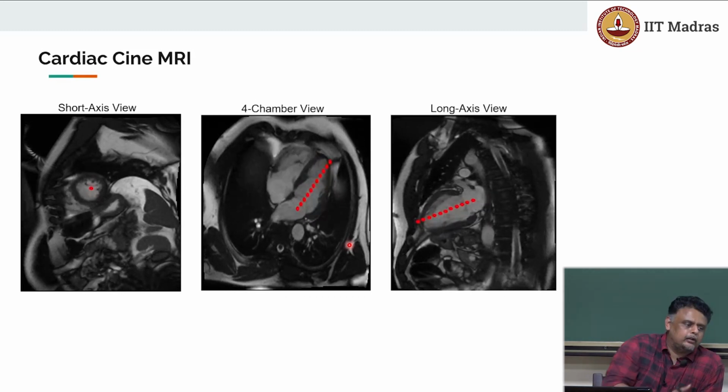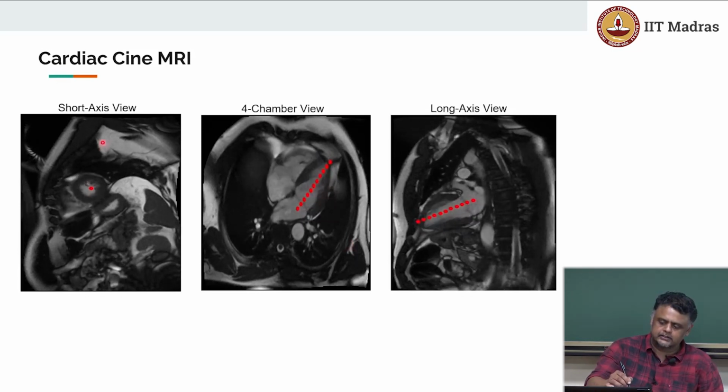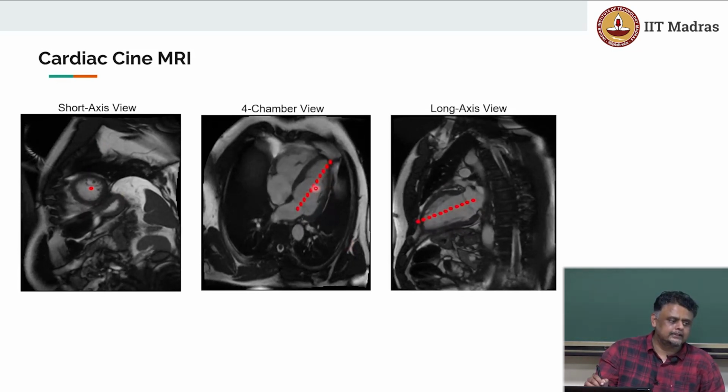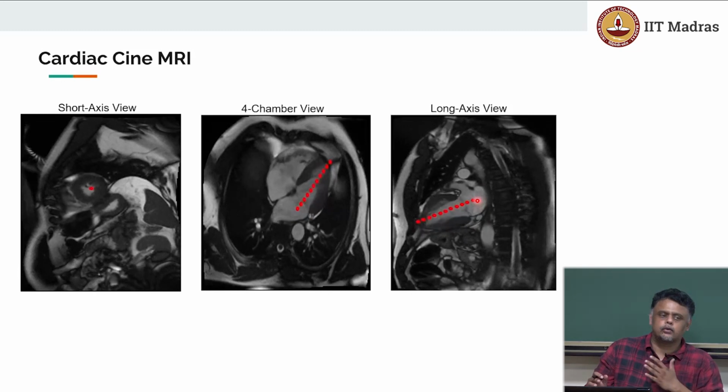So you're looking at a particular cross section. This is the axial plane. On the leftmost is the axial view. That's a short axis view. This is the sagittal view, and this is the coronal view. So you're looking at different cuts, but over time. That's typically what you're doing. Okay, so now we have this. What do you do with it?